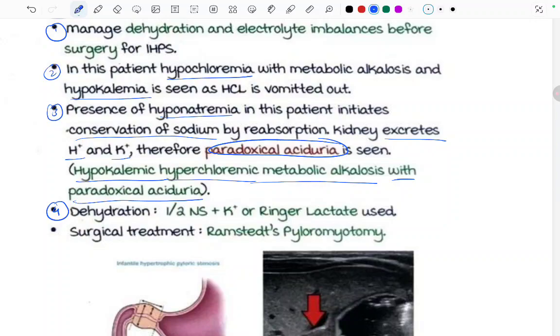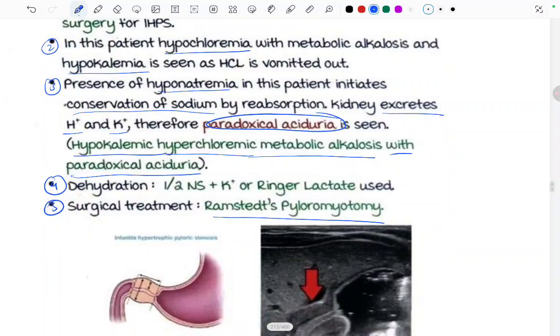Dehydration is treated with half NS plus K plus or Ringer lactate, and surgical treatment is by Ramstedt's pyloromyotomy for IHPS.